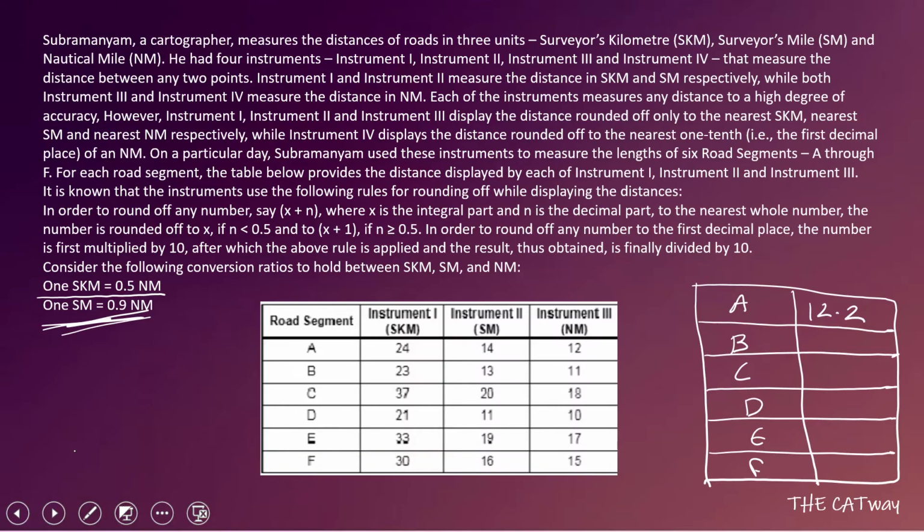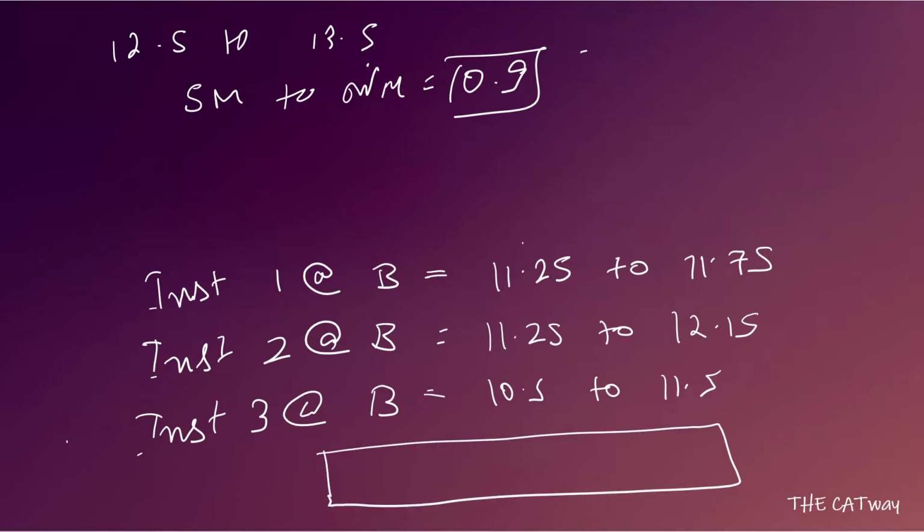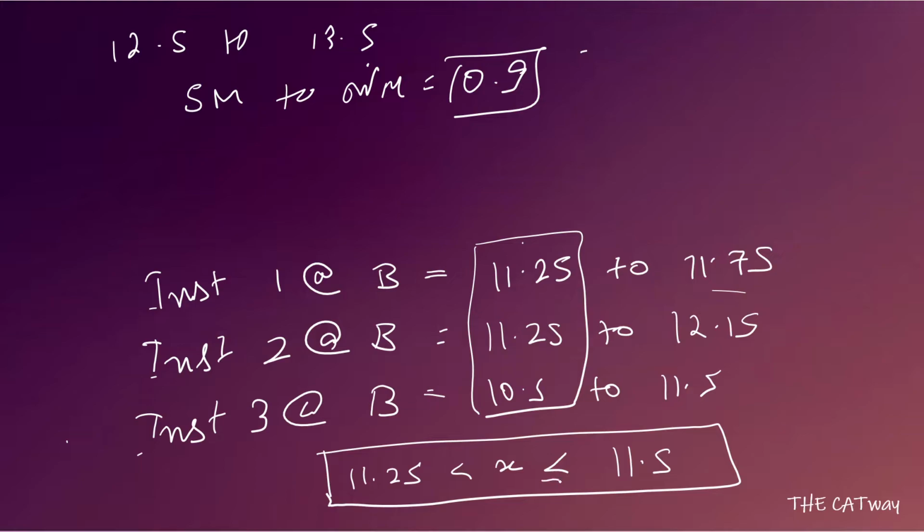Now coming to instrument 3, we know that instrument 3 is a very simple one, because it is already in nautical miles. So it is 11, which means it will vary from 10.5 to 11.5. Now what is the final range that we get? From the lower limits you have to check the highest value. It is 11.25. So that means our x will be greater than 11.25, and it will be less than or equal to 11.5. Okay, this is what we can say about it.